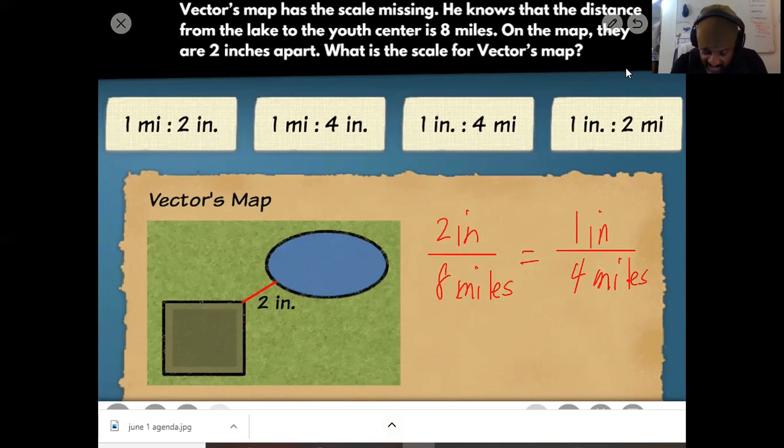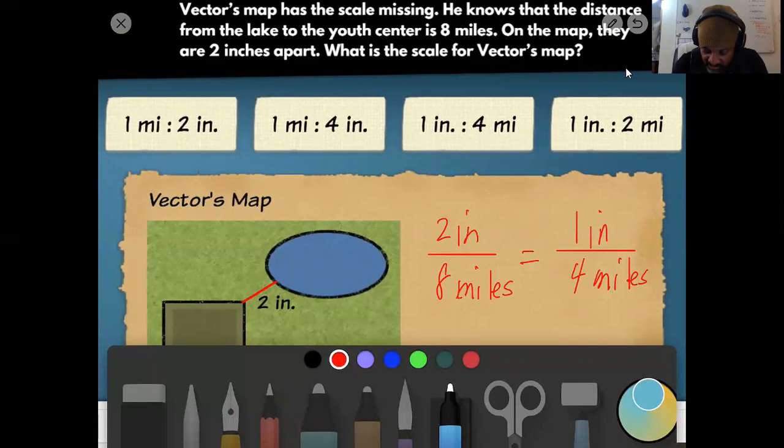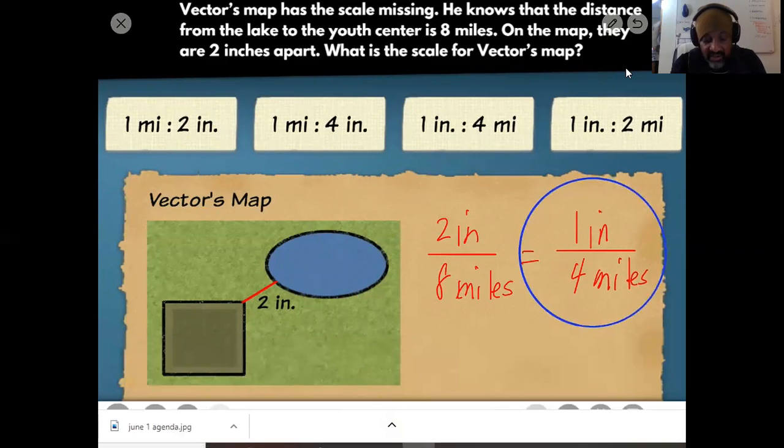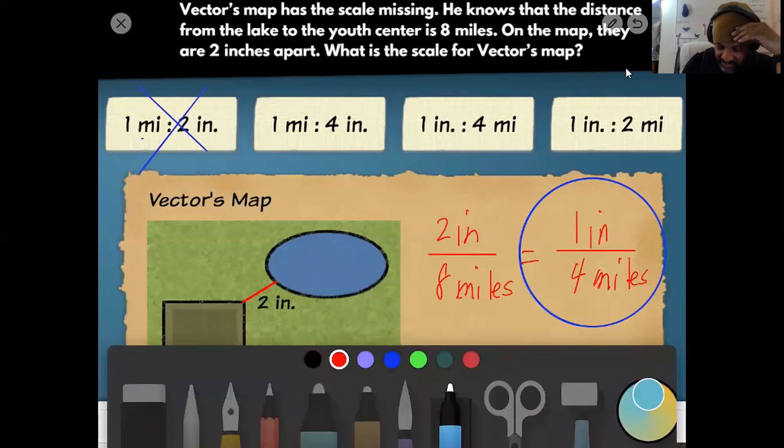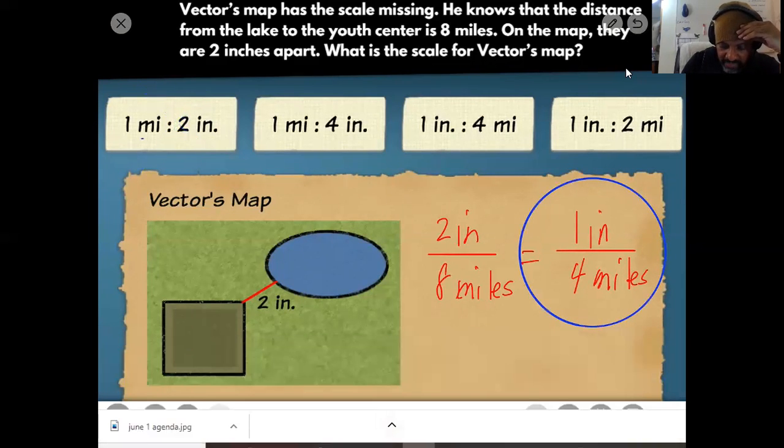Now, here is our scale right here. Which one of these choices matches that? So our scale says 1 inch to 4 miles. This says 1 mile to 2 inches. So that doesn't work. Actually, I like red for this. So cross that one out. This one says 1 mile to 4 inches. We do have a ratio of 1 to 4, but look at our units. It's 1 inch for every 4 miles. It's not 1 mile for every 4 inches. So the units do not work.